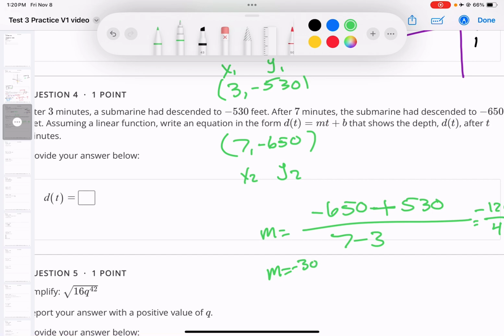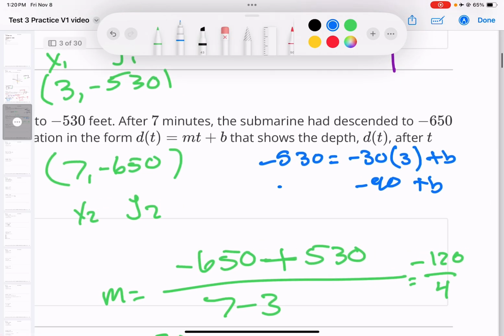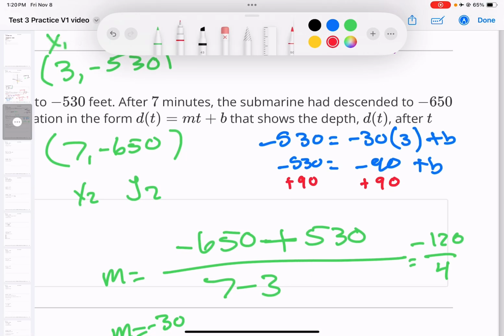And then I need to find my b value, which is my slope intercept. So let's come up here. So use either one of those equations to plug in x or y. I'll just use the first one. So I've got negative 530 equals negative 30 times my x value, or my t value, which is 3, plus b. It's negative 90 plus b, so now we're going to add 90. I think that's negative 440. Well, I'm just putting it into my calculator. Yep. So negative 440 equals b.